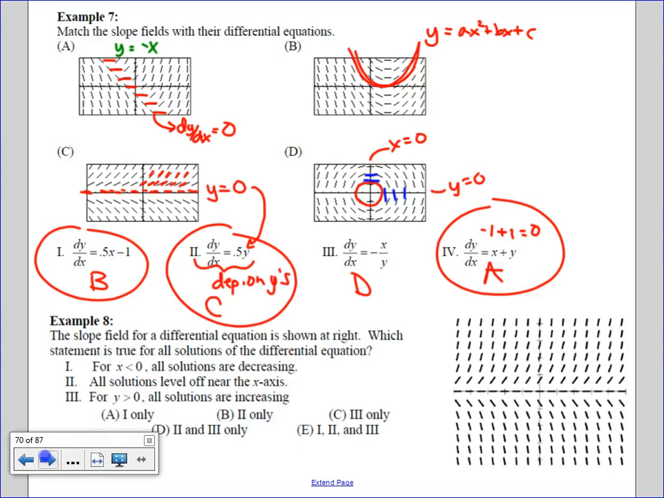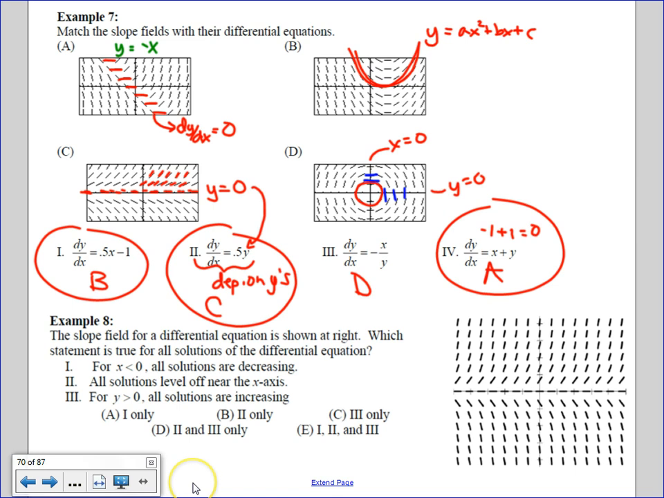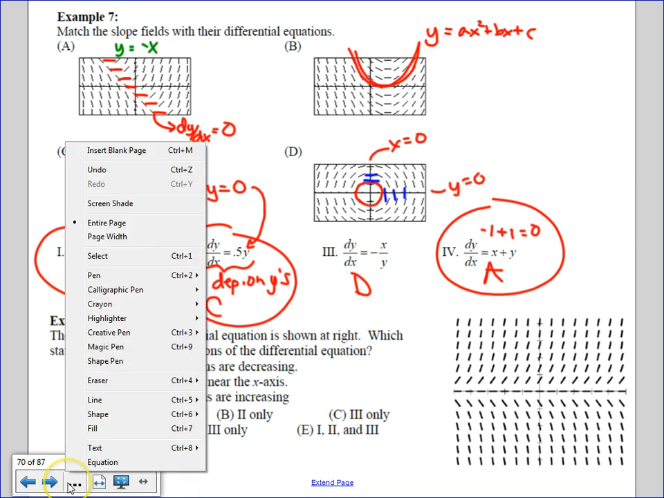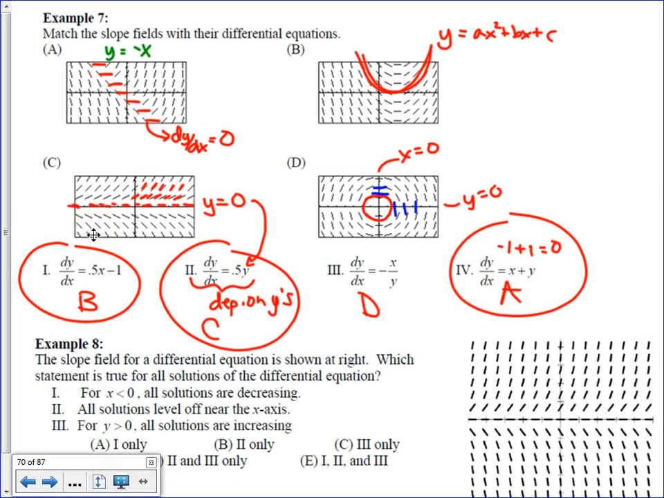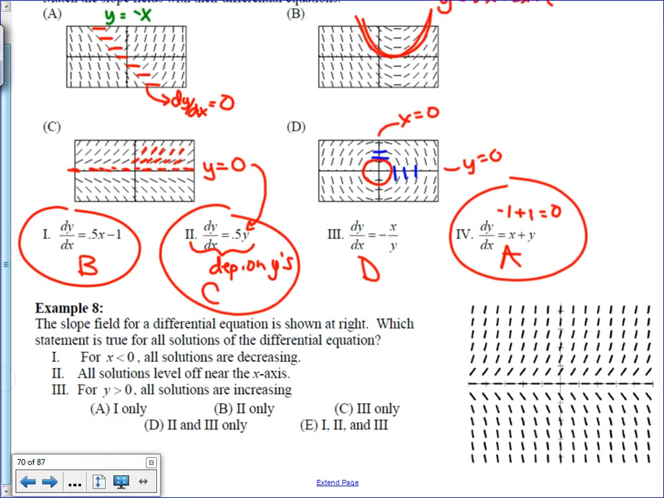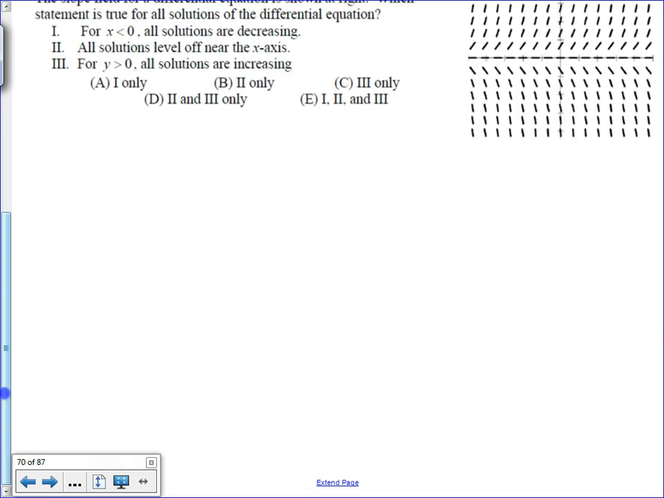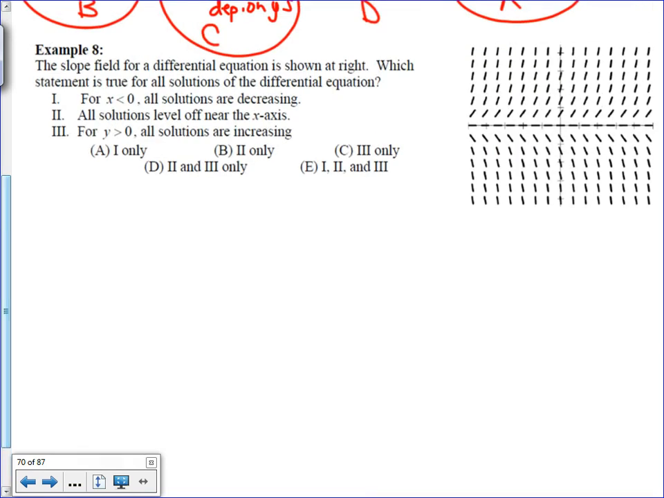Kiddos, example number 8. Guys were bored and looked ahead? What do we do for 8? Okay, does this necessarily fit into one of my, not necessarily, but which statement is true for all solutions of, all solutions of?